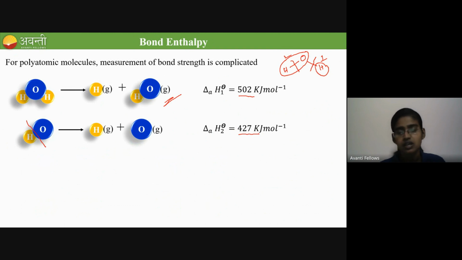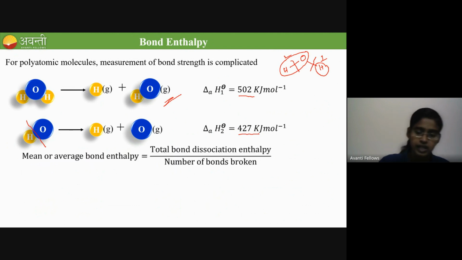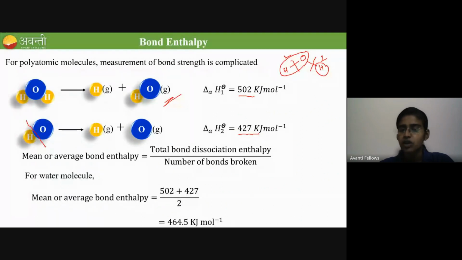For polyatomic molecules, we have to find the mean bond enthalpy value, that is the average bond enthalpy value. How to find it? It is equal to the total bond dissociation enthalpy divided by the number of bonds broken. So add both the values and divide by the number of bonds broken. How many bonds have been broken for the water molecule? It is 2, right? So for the water molecule, 502 plus 427 divided by 2 gives 464.5 kilojoule per mole. So this is the bond energy value for the water molecule.